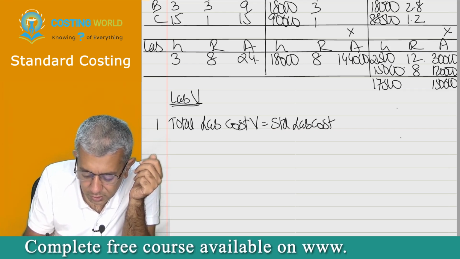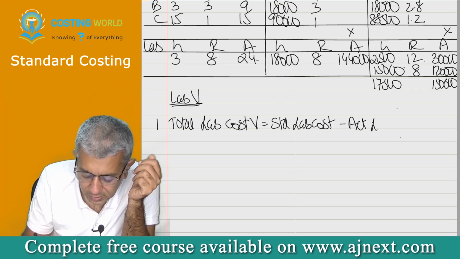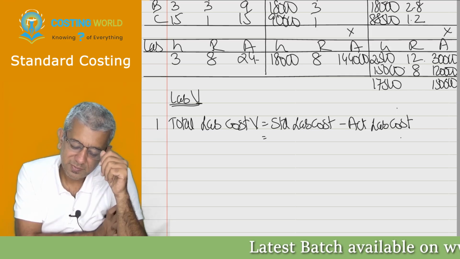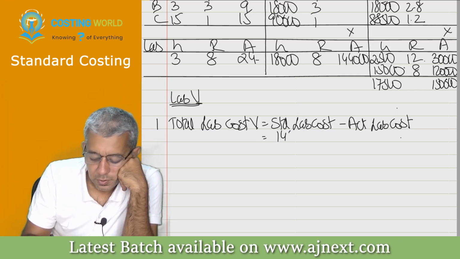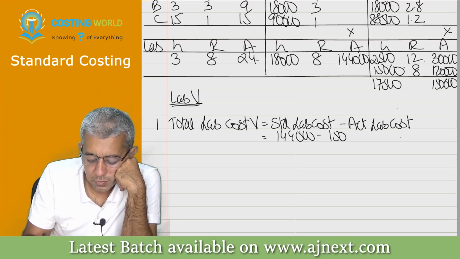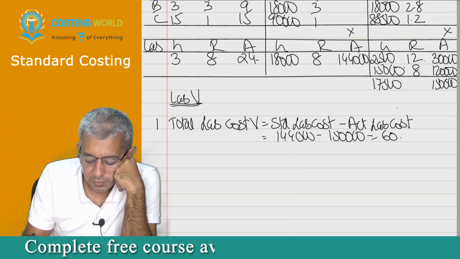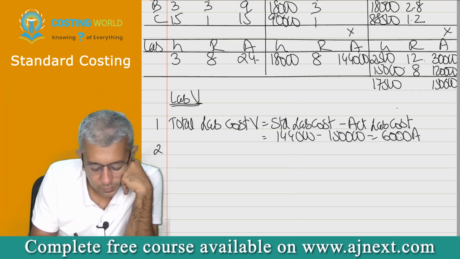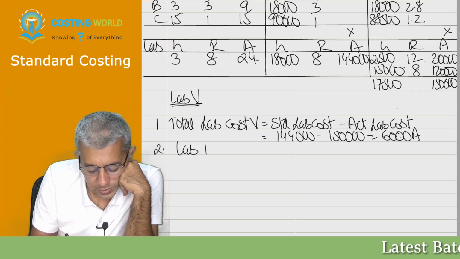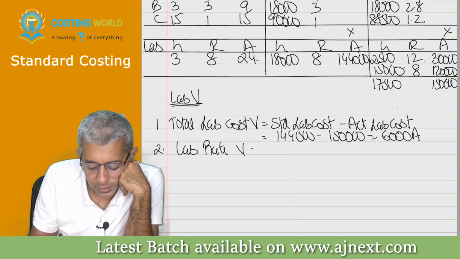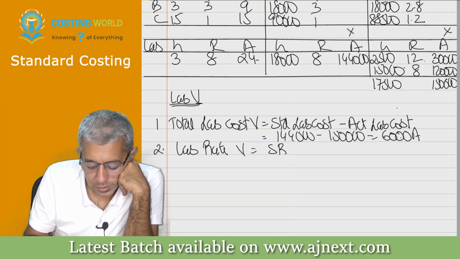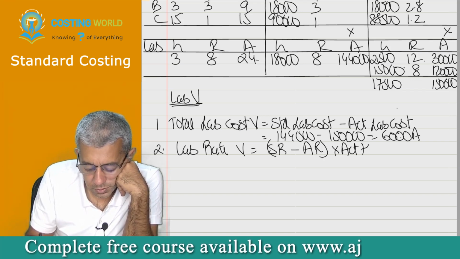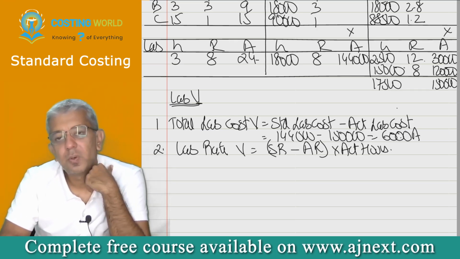Standard labor cost minus actual labor cost. So 1,44,000 minus 1,50,000, 6,000 adverse. Second, labor rate variance: standard rate minus actual rate into actual hours.